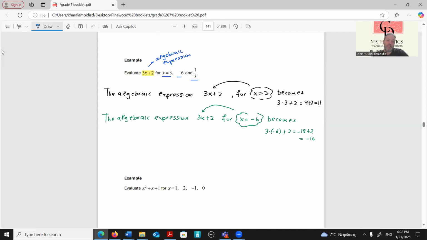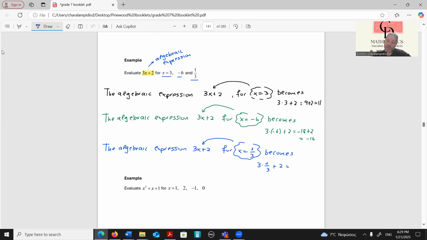And finally, the algebraic expression 3x plus 2 for x equals 1/3 becomes 3 times 1/3 plus 2, because again, all I did was take this number and substitute it instead of x.